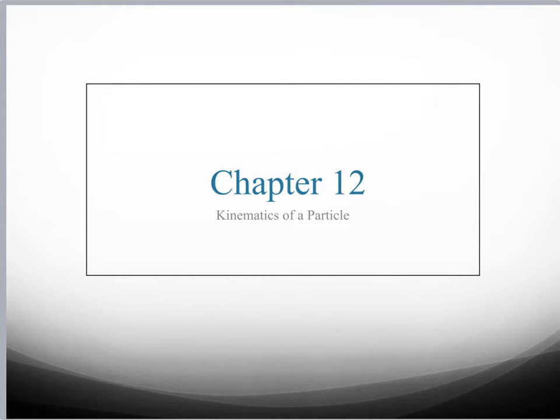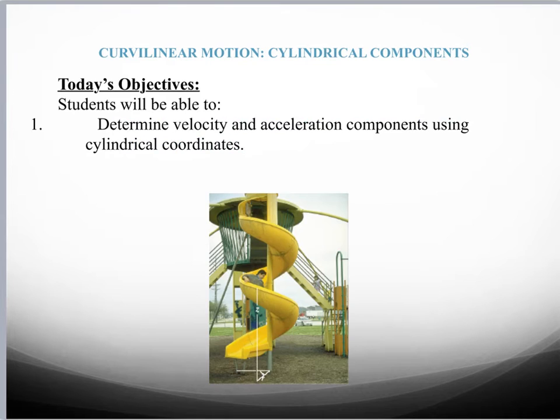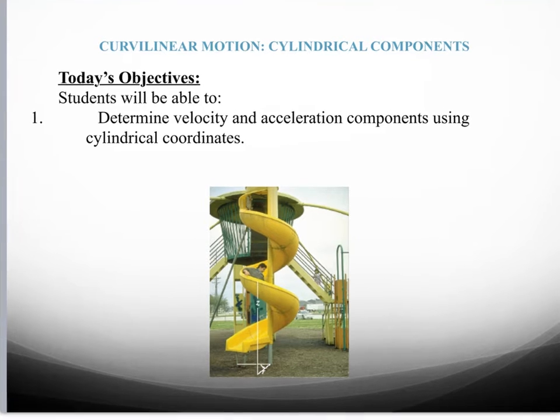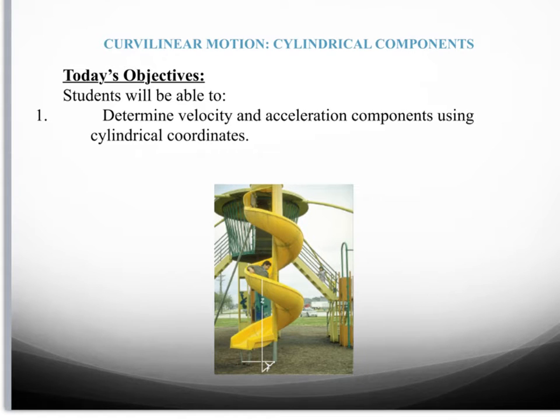All right, so this is the last part of chapter 12, and we're going to look at some particular types of coordinate systems. We're going to look at cylindrical components or cylindrical coordinates, and you probably are familiar with those if we write them as r and then theta and z.